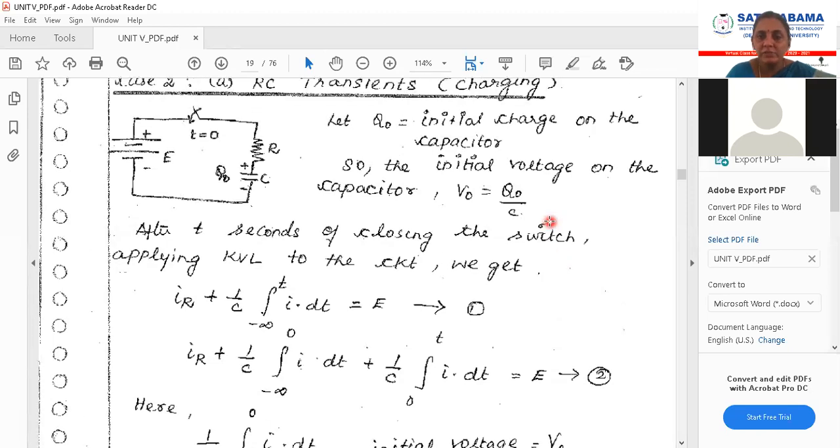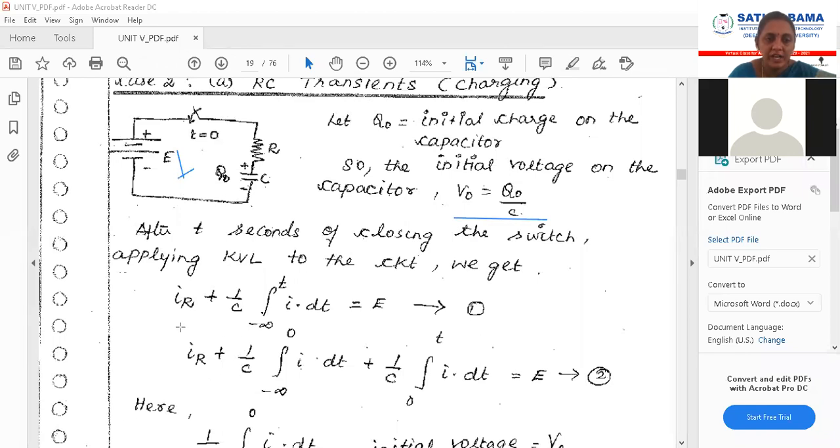Now, what is the relation between the voltage and charge? Voltage is equal to Q by C, Q by capacitance. So, the initial voltage on the capacitor V naught is equal to Q naught by C. Now, after t seconds of closing the switch, apply KVL to the circuit. So a KVL is applied here for this circuit.